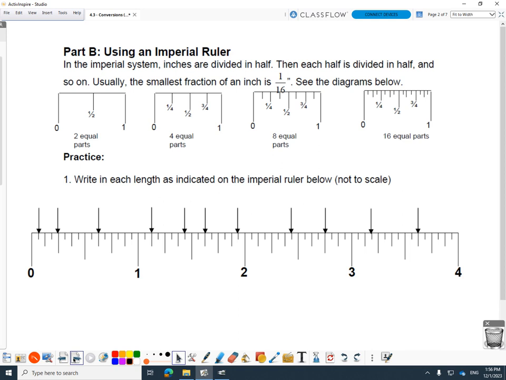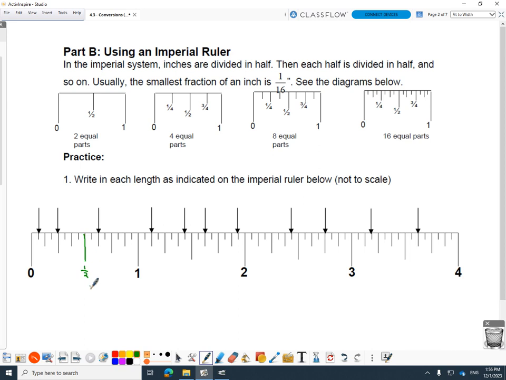What I want you to focus on, and I'm going to put a green line right down, what I think is an important line in understanding this. Green line, right there. I just want to talk about that line right there. The biggest line you see between 0 and 1 is the half. So that's a half an inch.